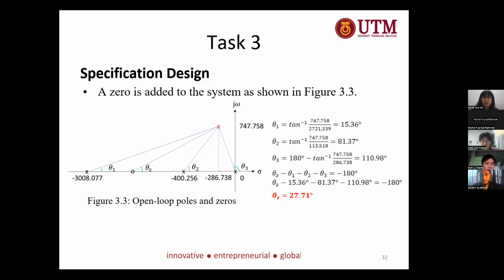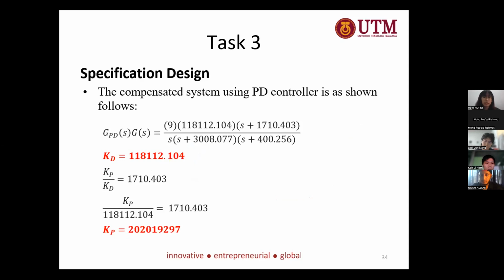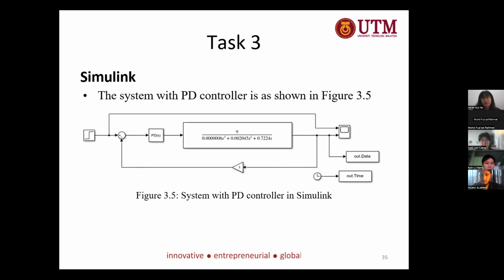So a zero is added to the system as shown in figure 3.3. After calculating theta 1, theta 2, and theta 3, theta z is equal to 27.71 degrees. After using the trigonometry rules, the position of the zero is at negative 1710.403. And the gain of the system is obtained as shown in the slide after substituting the new dominant pole into the equation. As a result, the compensated system using the PD controller is as follows, and the KD and KP are obtained as shown in the slide. In Simulink, the compensated system is constructed as shown in figure 3.5.